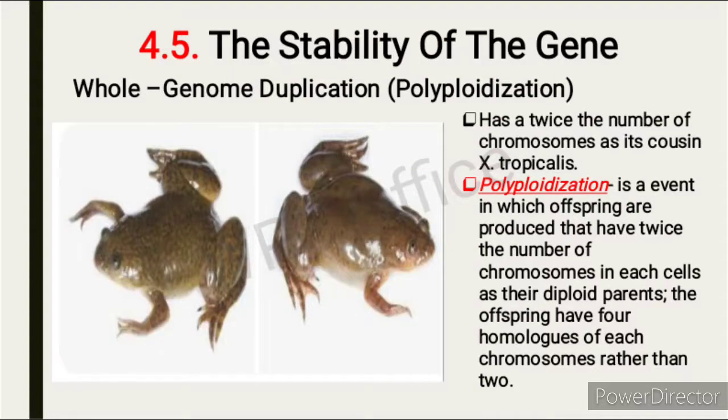Next, we discuss the stability of the genome, or whole genome duplication, polyploidization. As you can see, this figure shows a plant with twice the number of chromosomes as its cousin. Polyploidization is an event in which offspring are produced that have twice the number of chromosomes in each cell as their diploid parents. The offspring have 4 homologs of each chromosome rather than 2.